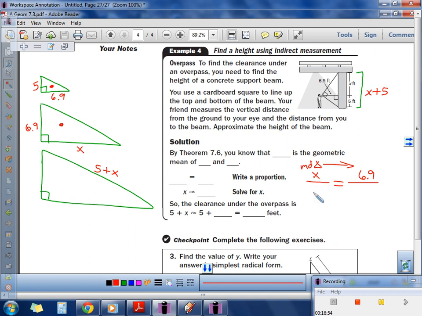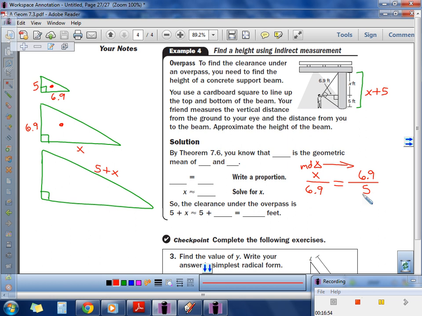6.9. All right. So real quick, what does x correspond to? This x corresponds to that 6.9. And on the medium triangle, this 6.9 corresponds to the 5. So this is a case where the small number is not always on top. Some of you think you always have to have the small number on top. No, that's not the case.